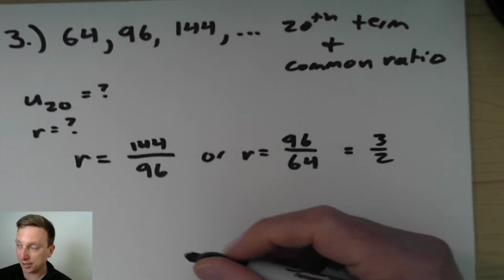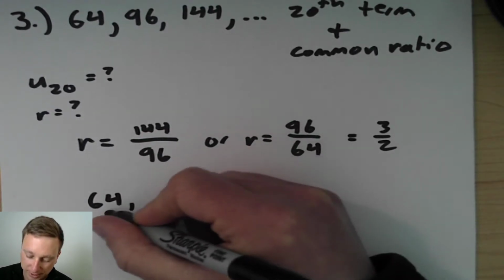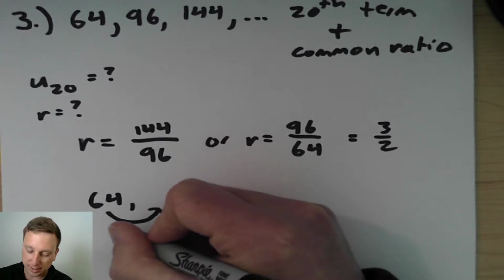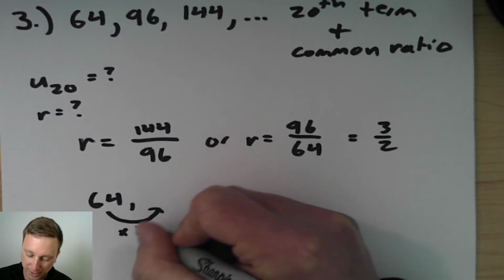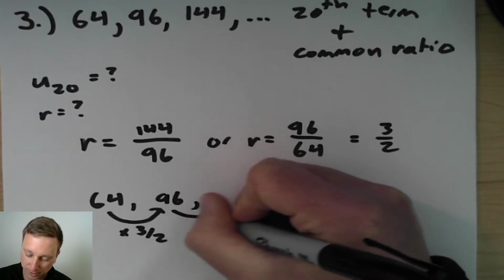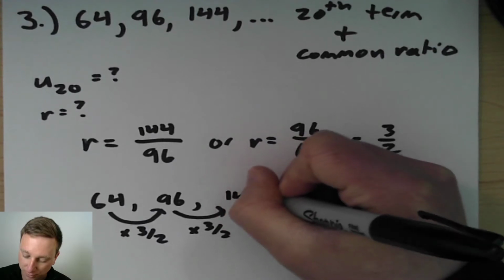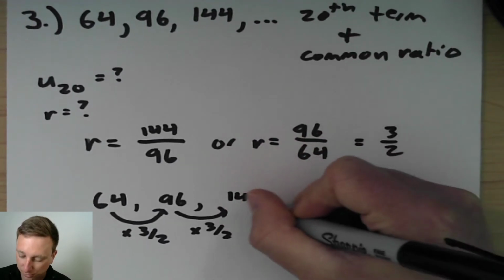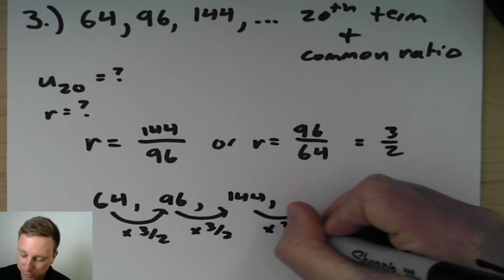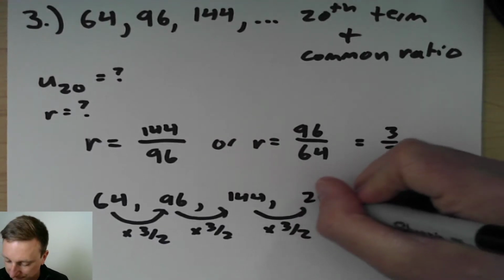So if I think about how this sequence is working by writing it out, I start at 64, and to get to the next number, 96, I multiply by 3 halves. That lands me at 96. If I want to go to the next term, the third term of this sequence, I keep multiplying by 3 halves, which lands me at 144. Say I want to find the fourth term of this sequence, I would multiply by 3 halves in this case. Let's check real quick. 144 times 3 halves, 216 is our next term.